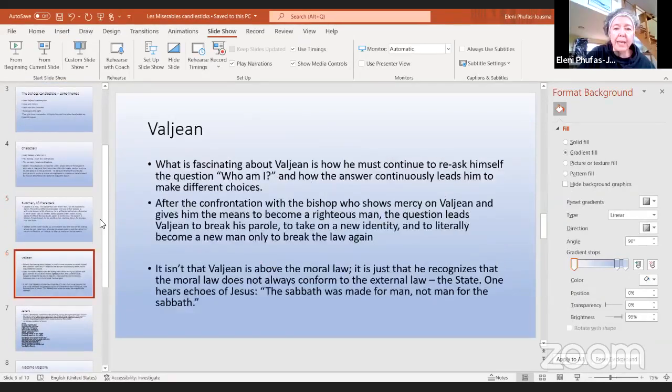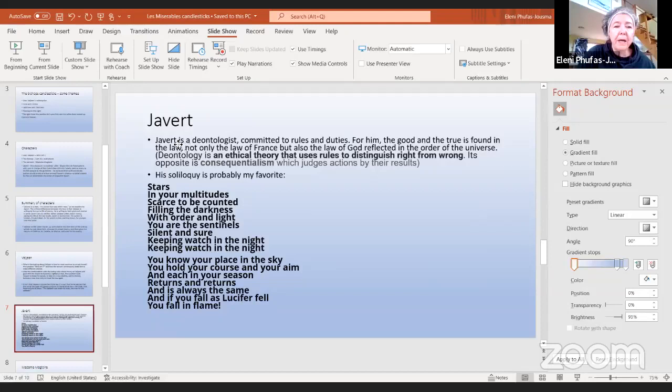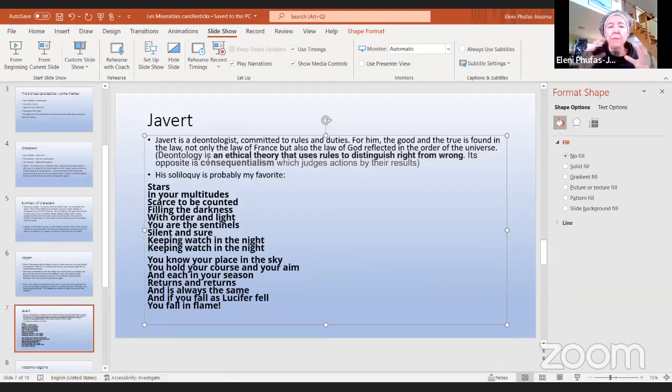Okay, so now we're going to look a little bit into some of the, I'm always trying to bring this story back to the discussion. So, in order to do that, I'm going to have to describe Javert, who you haven't read. I'm sure you have in the past, so you know who he is. And for him, he is committed to the rules and his duties. The good and the true is found in the law, not only the law of France, but also the law of God as reflected in the order of the universe. The ethical theory is called deontology, and it uses rules to distinguish right from wrong. Its opposite is consequentialism, which judges actions by their results.